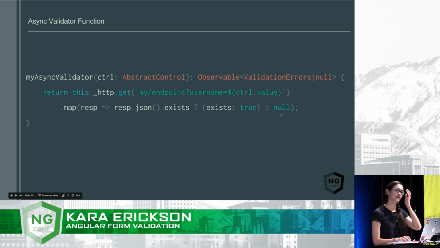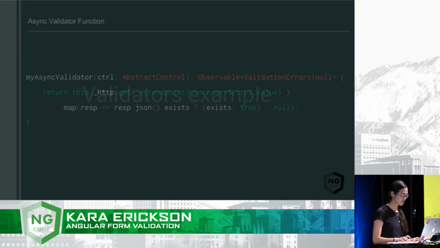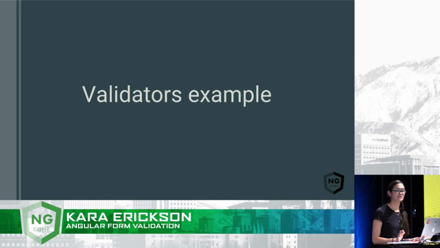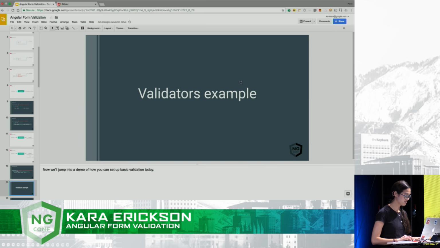So if you've used async validators before, you might have run into the case where if you had a continuous stream, the errors are never emitted. That's because you have to make sure to complete your observable. So http.get is great because it completes after it emits the response, so you don't really even have to think about it. OK, so now we're going to jump into a quick demo of how you might set up basic validation.